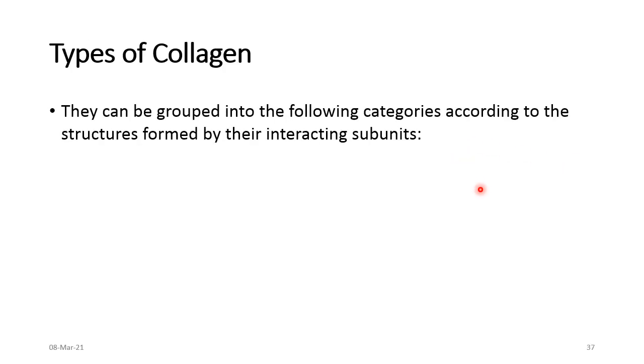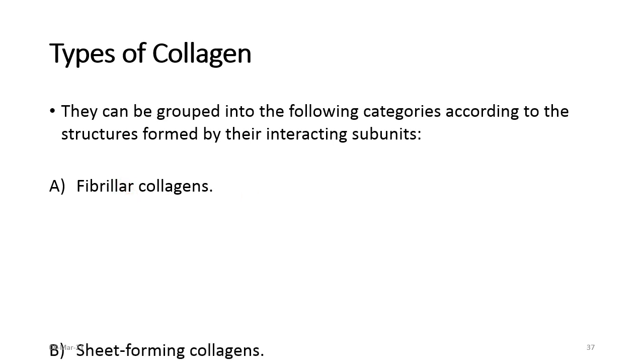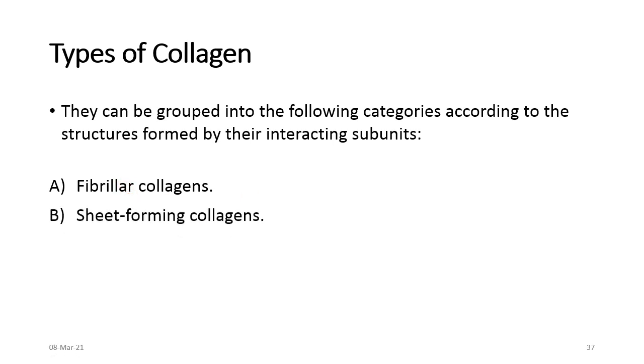طيب أنواع الكولاجين فيه أنواع بيقسموها على حسب according to the structures formed by their interacting subunits، حسب التركيب اللي بيتكون منه. يعني الكولاجين بروتينز ممكن تكون أشكال عدة. في بعضهم مثلا يكون لنا فيبريلر كولاجين ألياف. في نوع تاني بيعمل شيت طبق كده زي ستات شيت فورمينج كولاجينز.